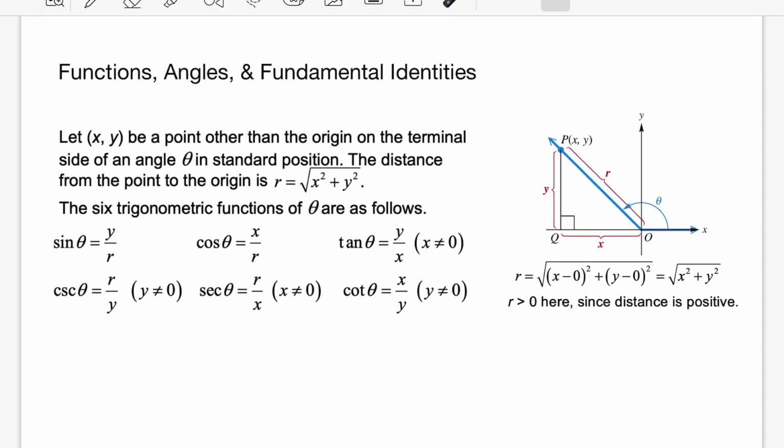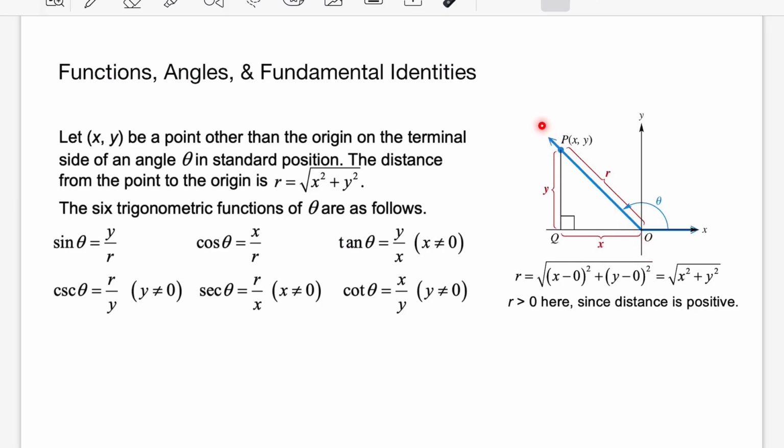In this video, we're going to go over section 9.5 from our textbook, which is on functions, angles, and some fundamental identities. So first, let's suppose we have an angle theta that's in standard position, given by this diagram here.